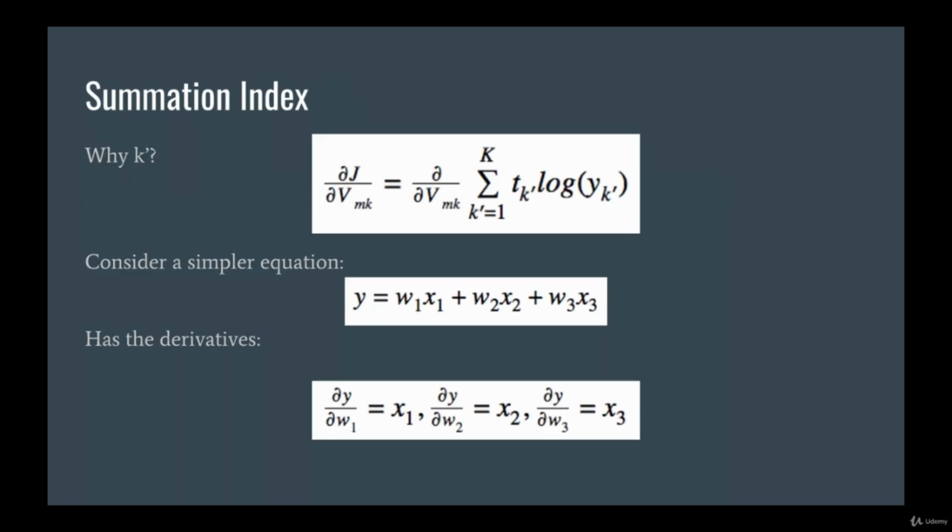The first place that people usually get confused is that we have to change the summation index. We put a prime on the summation variable, but it could just as well be another letter. Why do we want to do this? Well, consider a simple linear equation, y equals w1 times x1 plus w2 times x2 plus w3 times x3. If we consider the w's to be parameters, then we can define three partial derivatives: dy by dw1, which is x1, dy by dw2, which is x2, and dy by dw3, which is x3.